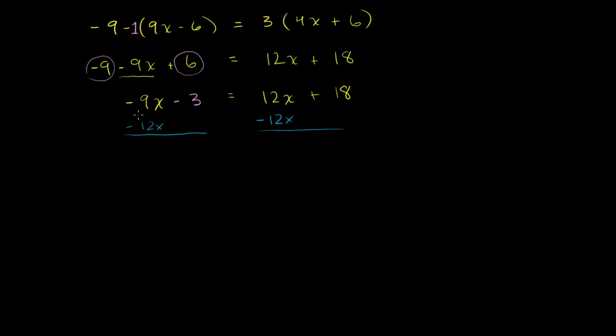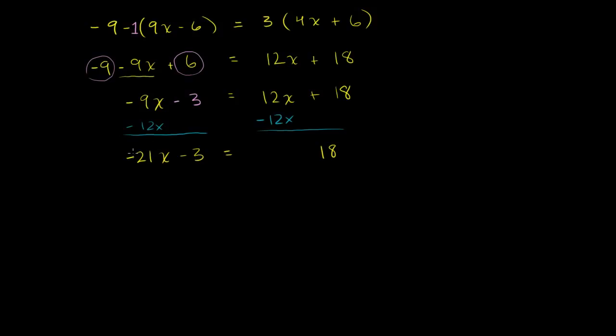Now, on the left-hand side, I have negative 9x minus 12x. So negative 9 minus 12, that's negative 21. Negative 21x minus 3 is equal to 12x minus 12x. Well, that's just nothing. That's 0. So I could write a 0 here, but I don't have to write anything. That was the whole point of subtracting the 12x from the left-hand side. And that is going to be equal to, on the right-hand side, we are just left with that 18 here. These guys canceled out.